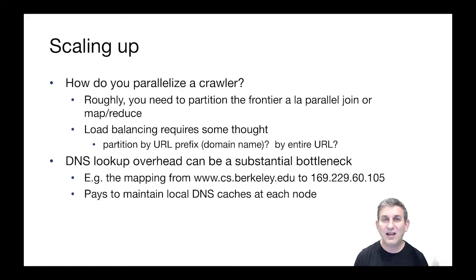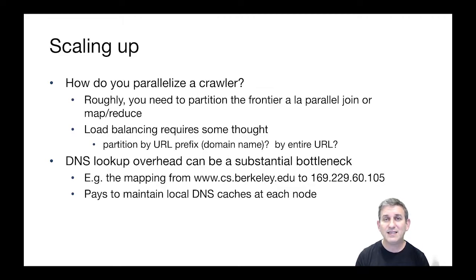Now, to scale up a crawler, to parallelize it, you might want to do a few things. Basically, you're going to partition the frontier of the crawler, that set of pages that are to be visited next, in a scheme that's similar to parallel join algorithms we learned in this class. Or if you're familiar with MapReduce, it's similar to MapReduce. But we're going to need to do a little bit of load balancing to get this to be reasonable. You might want to partition, for instance, by domain name, the prefix of the URL. Or you might partition by the entire URL.